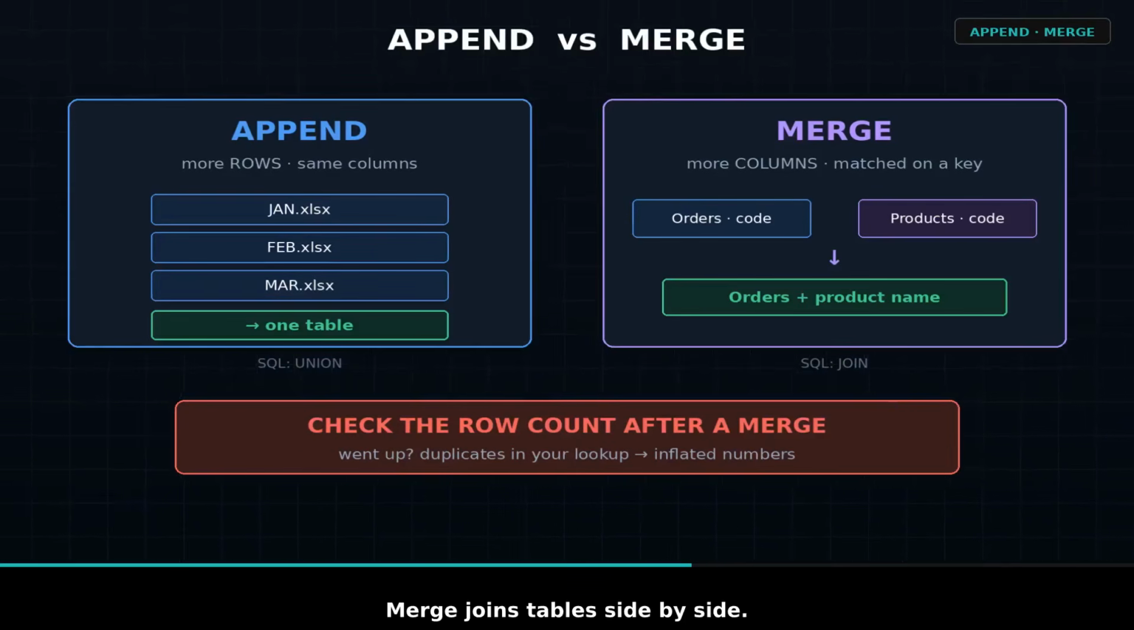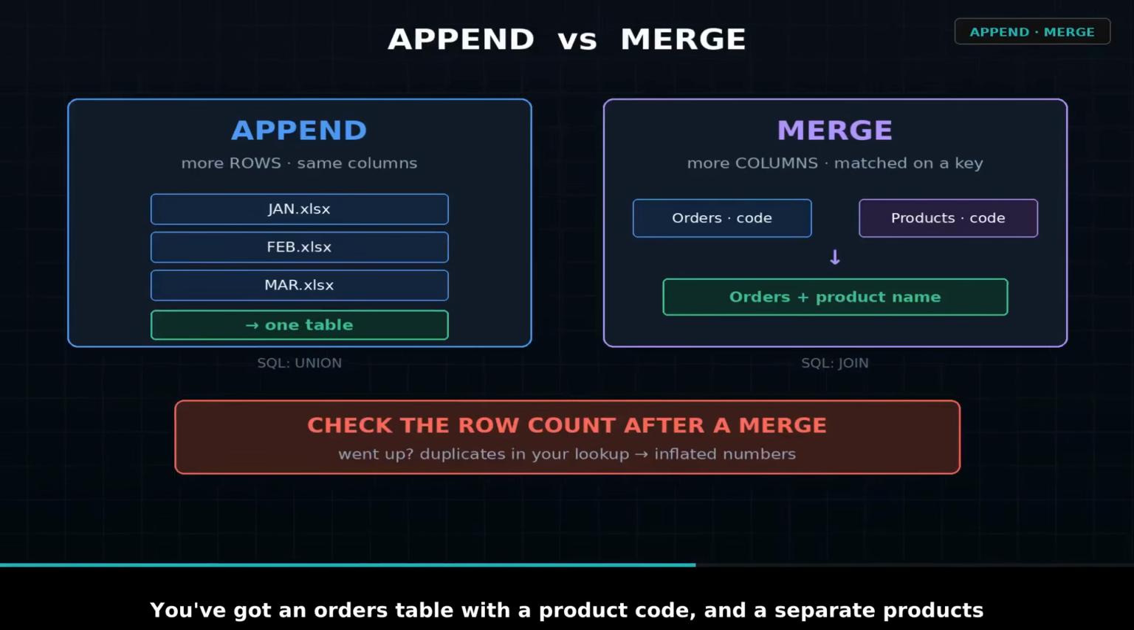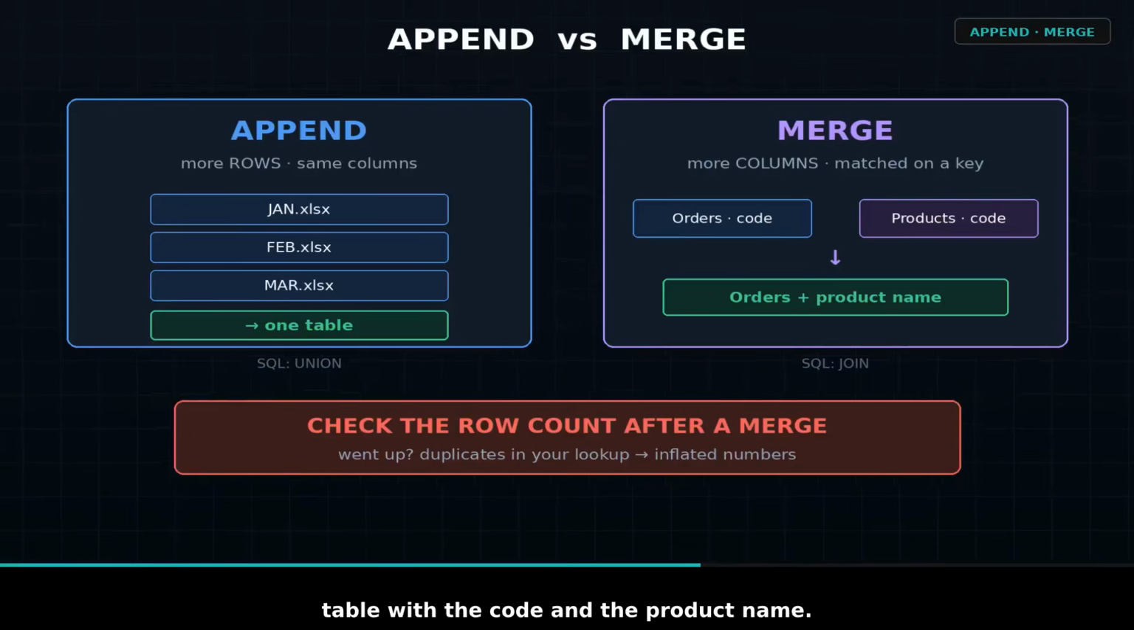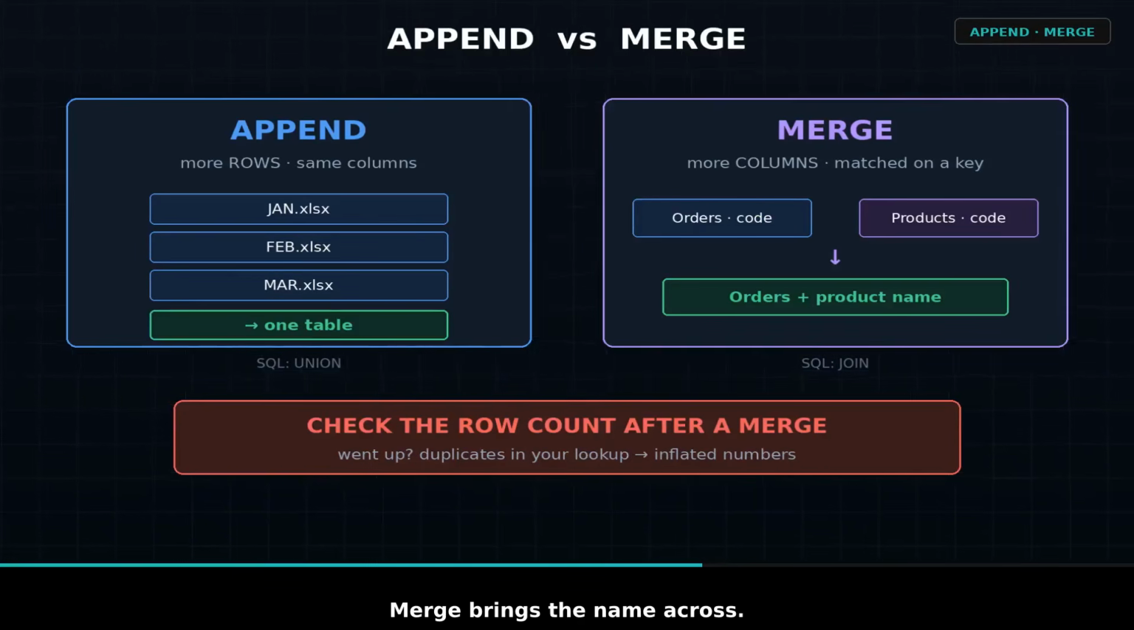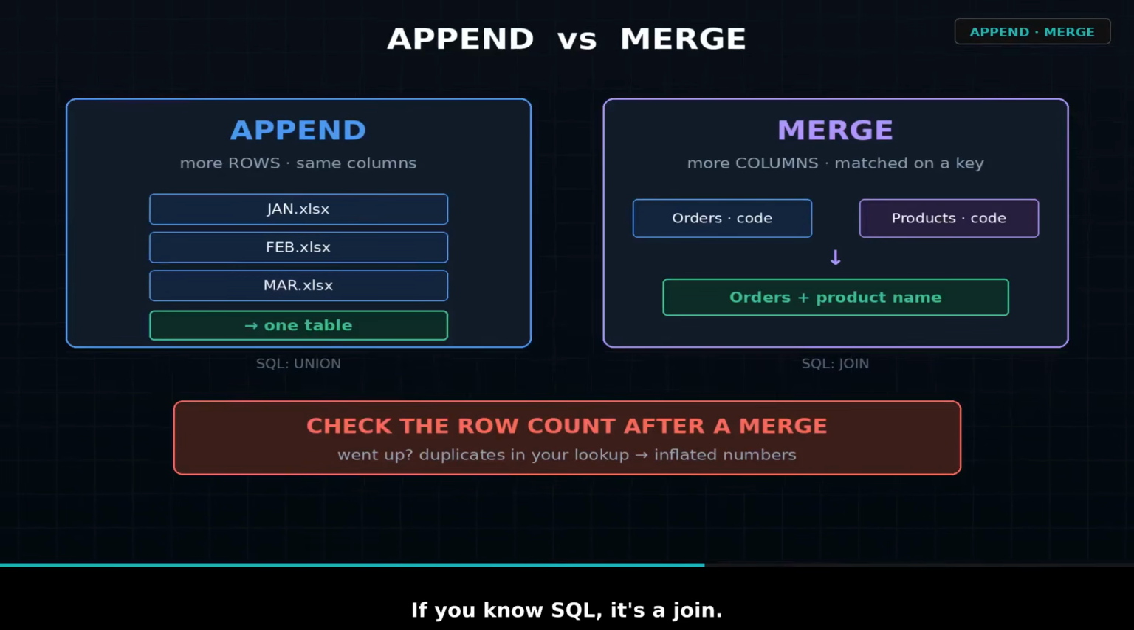Merge joins tables side by side. Different columns matched on a key. You've got an orders table with the product code and a separate products table with the code and the product name. Merge brings the name across. If you know SQL, it's a join.